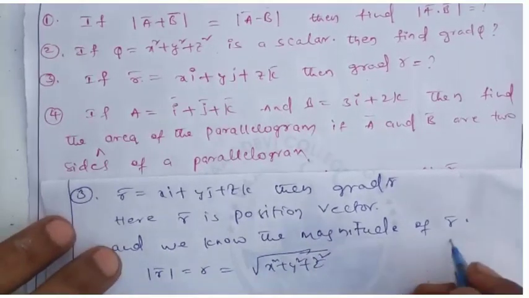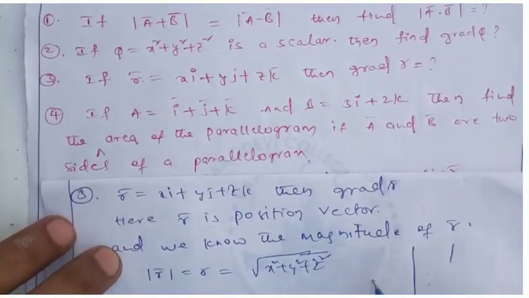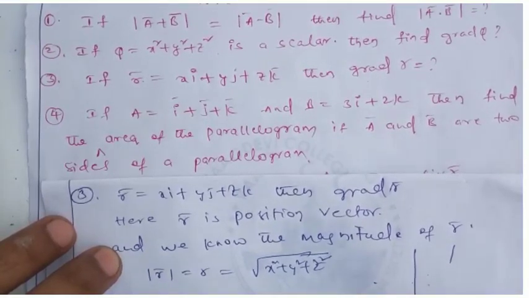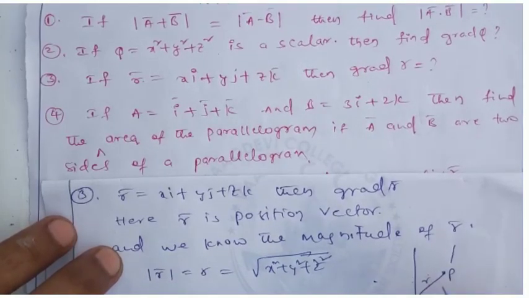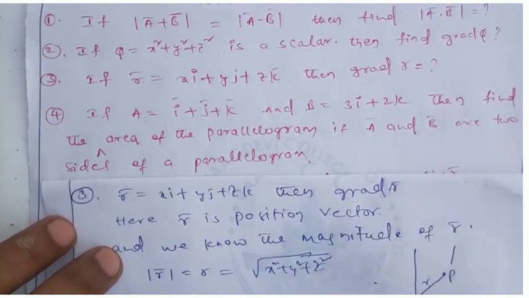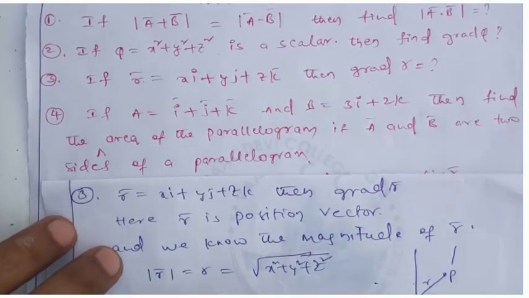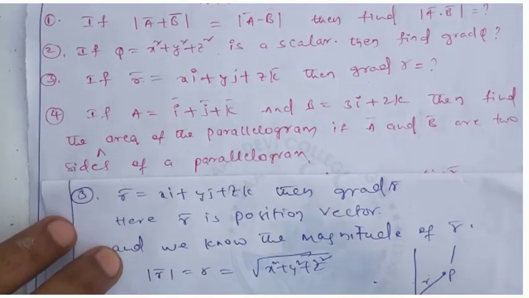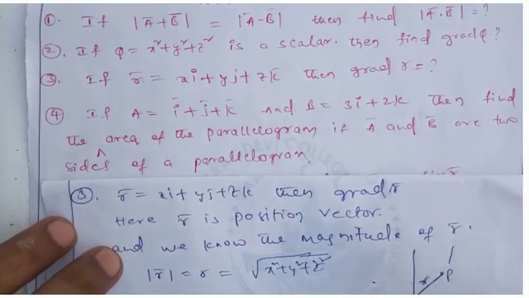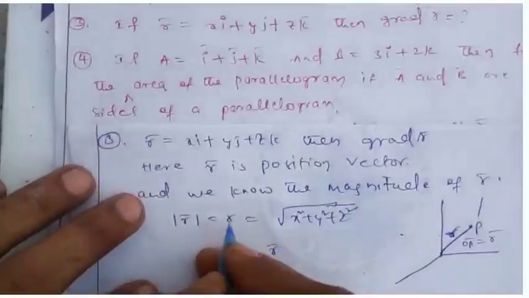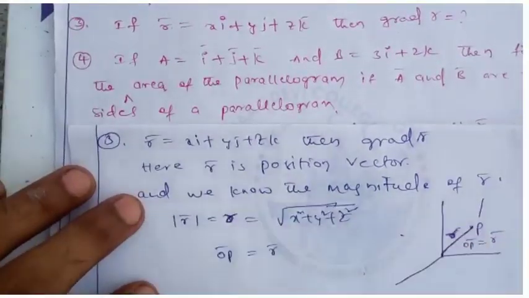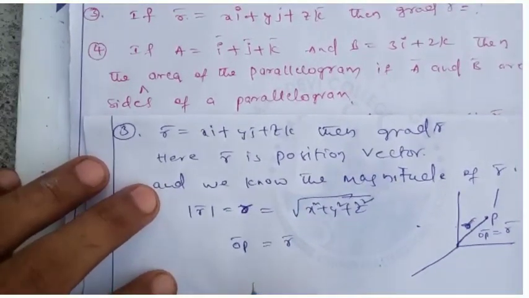So we know in a coordinate system, a vector drawn from the origin to any point P is called the position vector. Here OP is the position vector. So this distance is r, and this total vector OP is equal to r bar. Here r is the magnitude and it's a scalar, it doesn't have any direction.